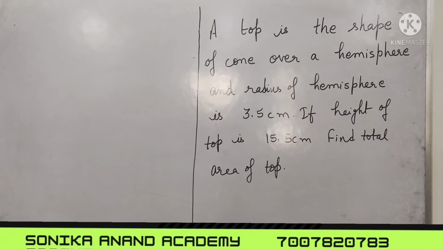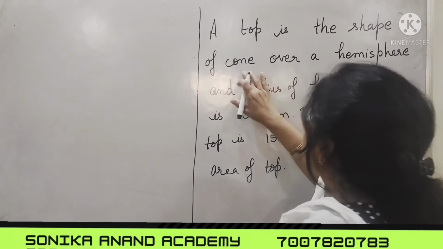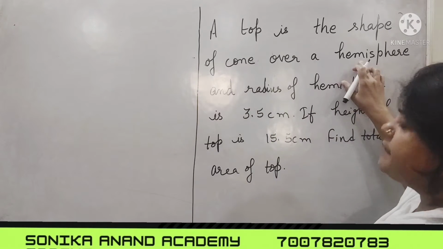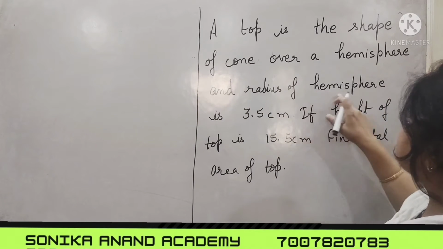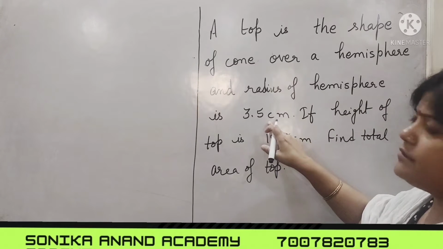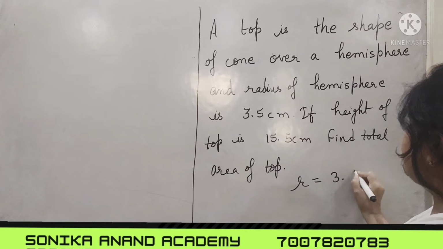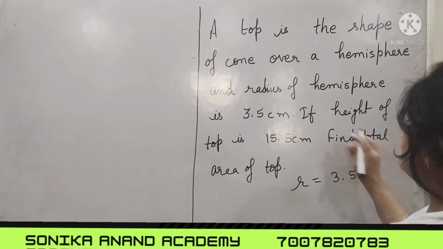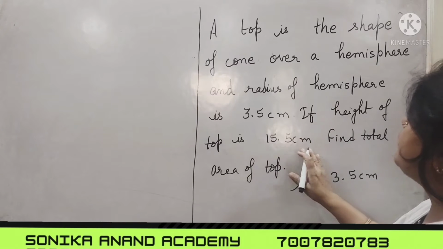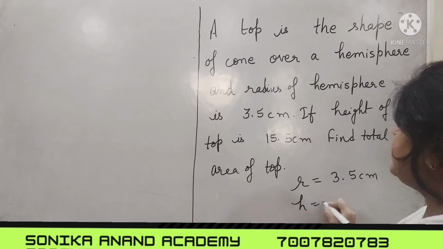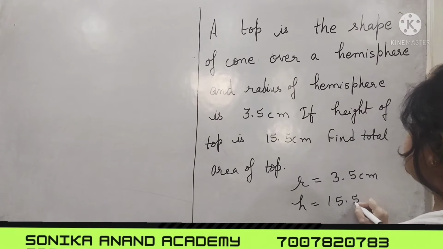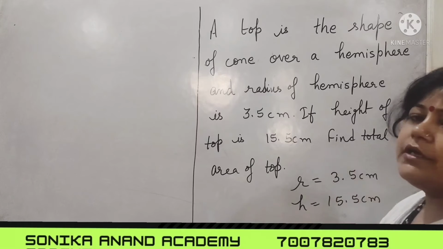The next question, in the case of surface area and volume: a top is in the shape of a cone over a hemisphere. There is a cone which is mounted on a hemisphere and the radius of the hemisphere is 3.5 centimeter. Now first data, radius of hemisphere is 3.5 centimeter. If the height of the top is 15.5 centimeter, its height is 15.5 centimeter. Find the total area of the top.